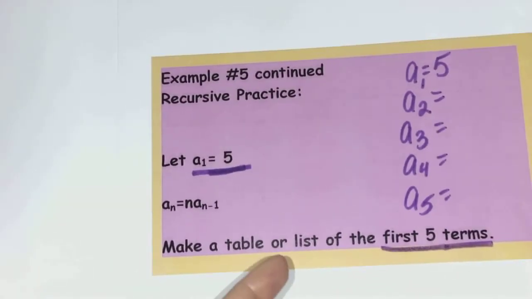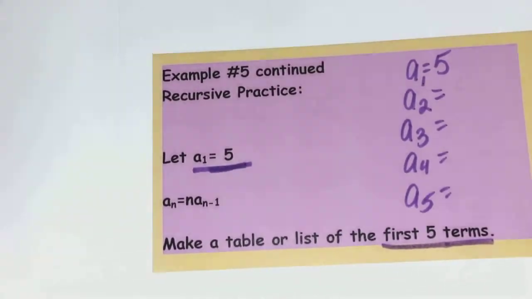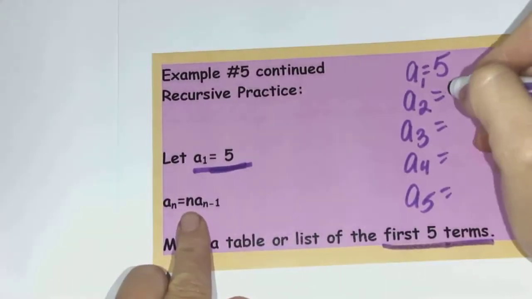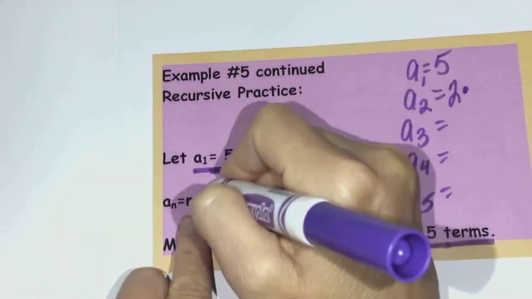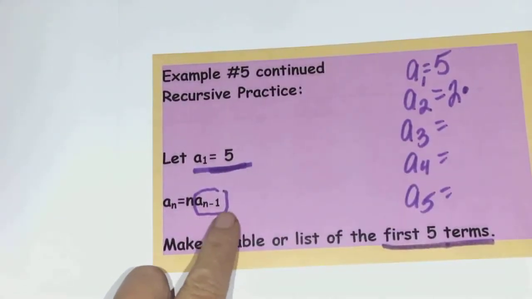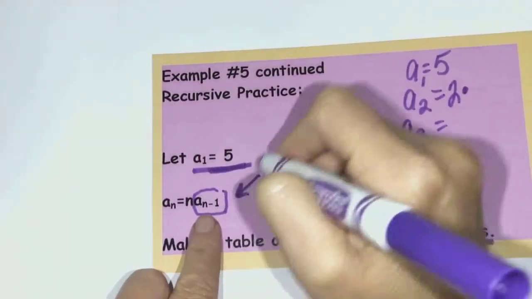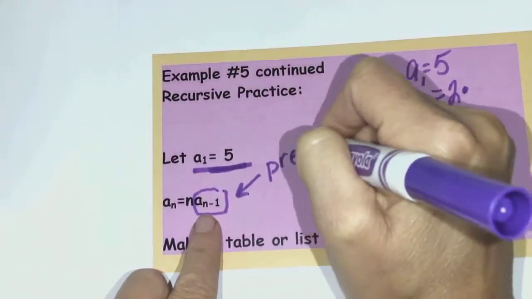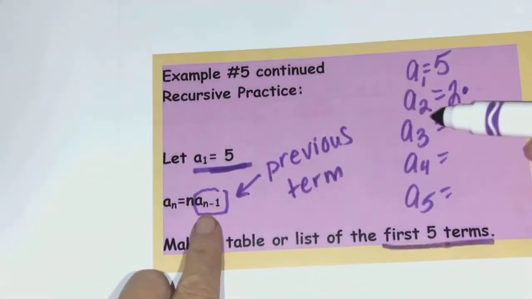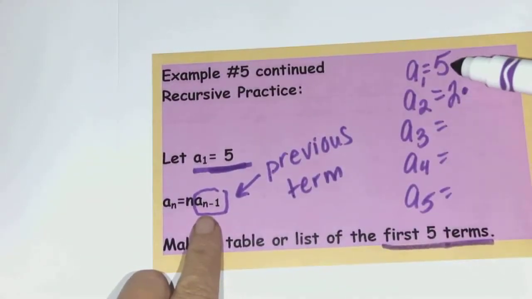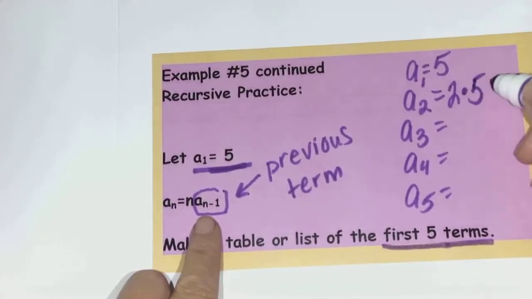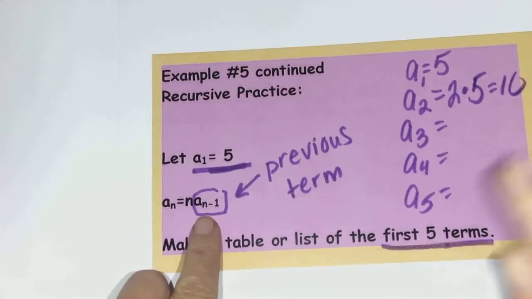To get the second term, I obviously plug in a 2. So if I look at the formula, it is n, which is 2, times. I would like you to think of this expression right here, a sub n minus 1. When you see that, I want you to think of it as the previous term. So if I'm finding the second term, the previous term would be the 5. So I'll plug in the 5, and I would get 10.